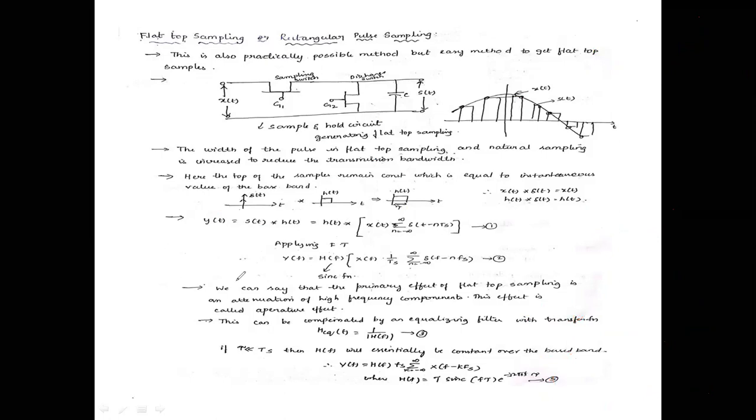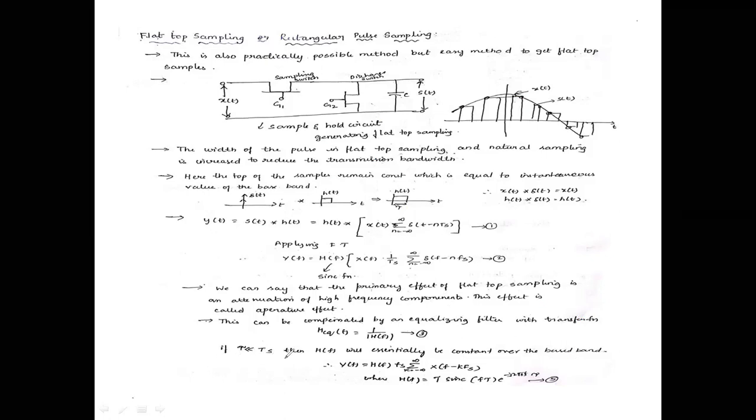Okay, my dear friends, we can say that the primary effect of the flat top sampling is an attenuation of high frequency components. This effect is called the aperture effect. This can be compensated by an equalizer filter with the transfer function H equalizer equal to 1 by the magnitude of H of f.